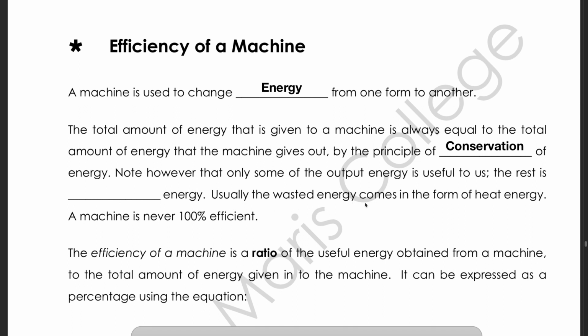Usually, the wasted energy comes in the form of heat energy. Now, a machine is never 100% efficient. So if we take an example with cars, most cars that use petrol, their efficiency can be as high as 37%, but most commonly 20% is a more common number. And if we take cars that use diesel as a fuel, that is a bit higher, okay? So the maximum efficiency diesel cars can get is up to 41%, but a more common value would be that of 30%.